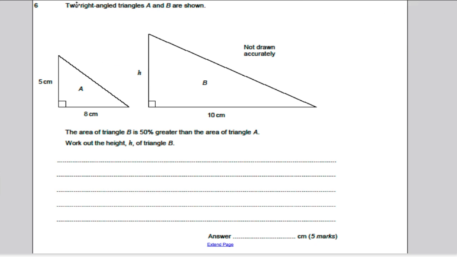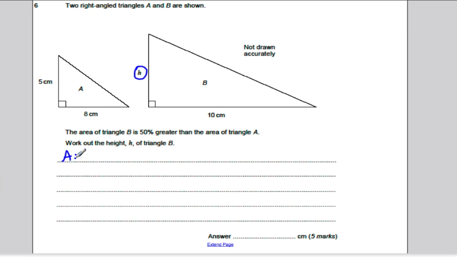Okay, question 6. We've got two right-angled triangles, A and B. The area of triangle B is 50% greater than the area of triangle A. Work out the height here. So, I want to work this out here. Let's work out the area of triangle A. So, how do you work out the area of a triangle? Well, it's half the base times the perpendicular height.